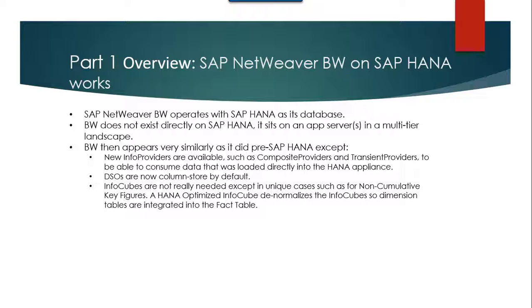DSOs are now column stored by default. InfoCubes are not really needed except in unique cases such as non-cumulative key figures, for example. A HANA optimized InfoCube denormalizes the cube, so dimension tables are integrated into the fact table, so there is no dimension anymore for a HANA optimized InfoCube.